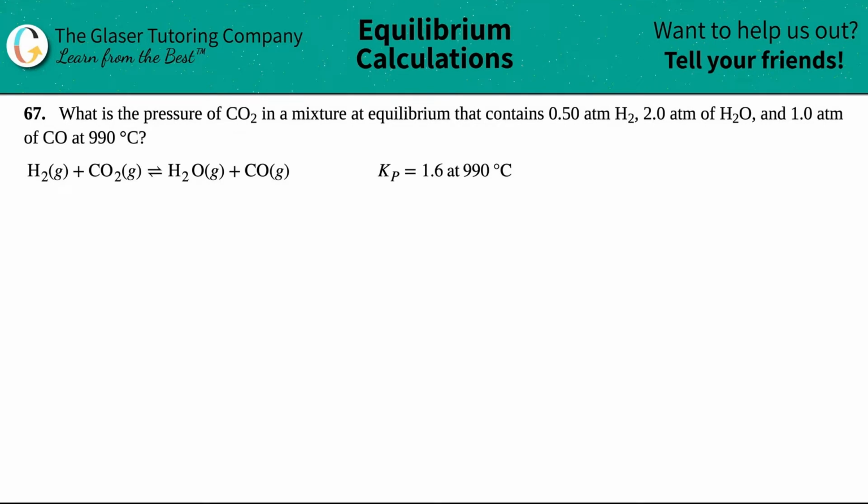Number 67. What is the pressure of CO2 in a mixture at equilibrium that contains 0.50 atm H2, 2.0 atm H2O, and 1.0 atm of CO at 990 degrees Celsius? Whoa. Okay, then they give us this equation. So the first thing I'm going to do is rewrite it a little bigger because we're going to work from it.